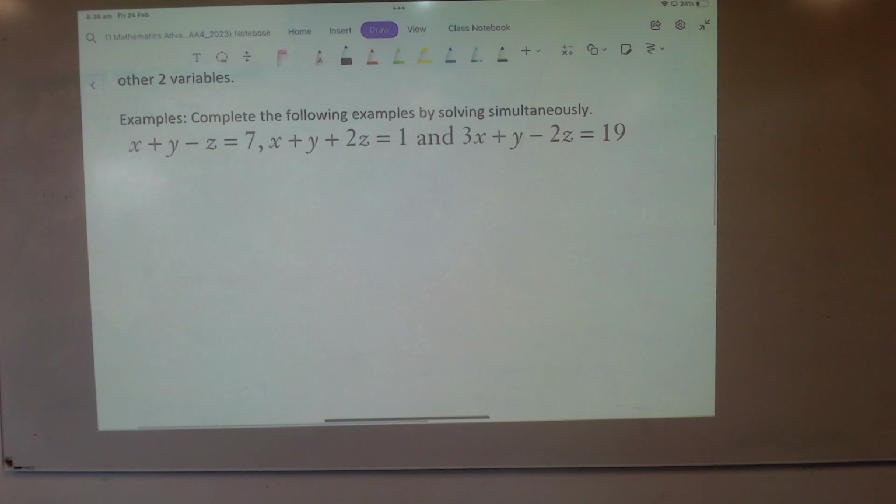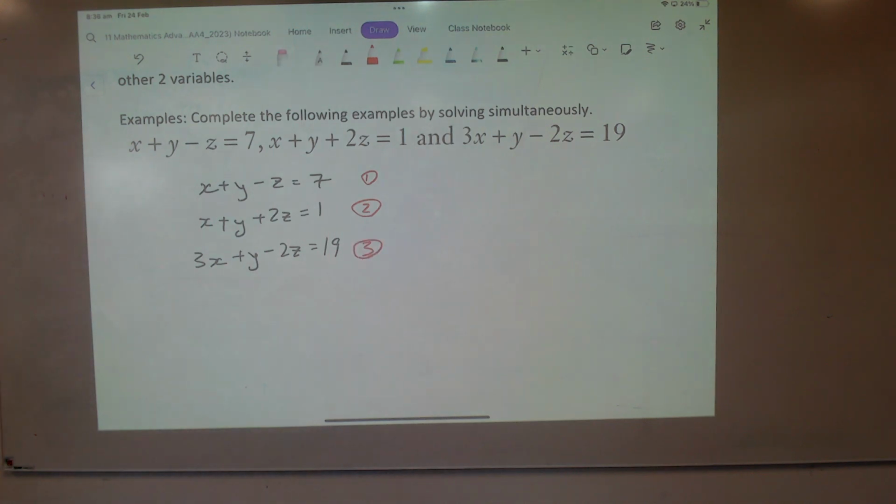So we've got the following 3. I like to write them one above the other. x plus y minus z equals 7. x plus y plus 2z equals 1. I put a line through the z so it's clear that it's not a 2. 3x plus y minus 2z equals 19. And we're going to label these 1, 2, and 3.